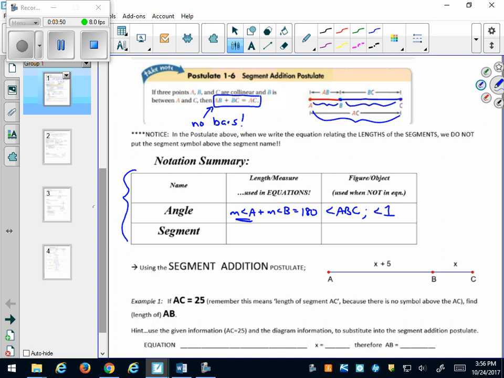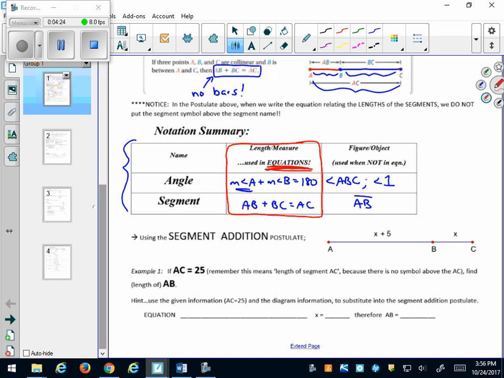So there was a different notation. We were talking about the actual measurement of the angle versus talking about just the angle in general. Segments, same way. The length or measure has no bar, so you're going to have like AB plus BC equals AC. No bars, but when you're talking about the segment itself, there's a bar over it. Okay, so everything in this column here is in equations. That's when we need the little m for the angles and no bar for the segments.